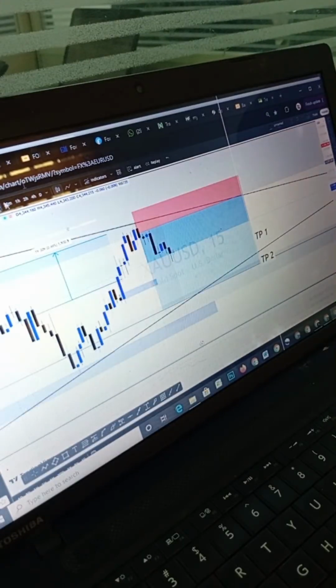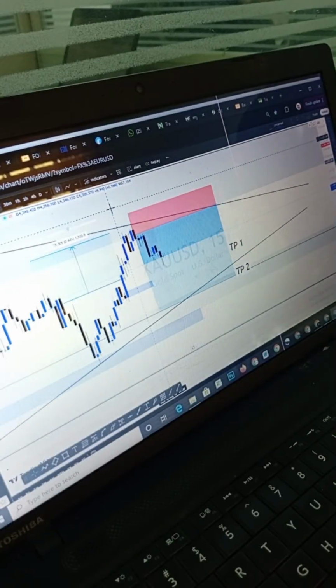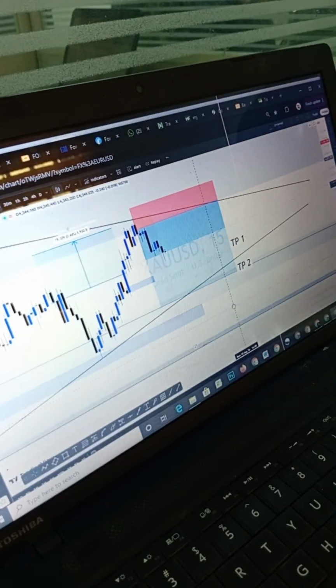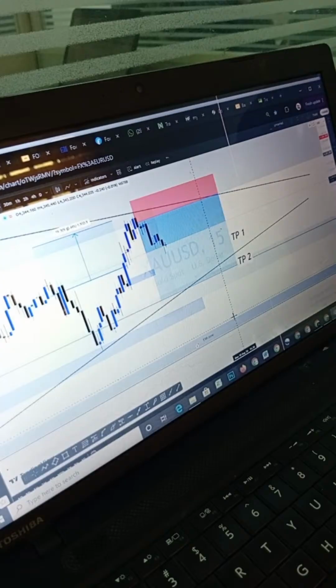So we'll go back to our 15 minutes and let's see what price is actually doing around this zone for us. So this is what we're floating. This is XAUUSD. Currently, as you can see, we're on this live.